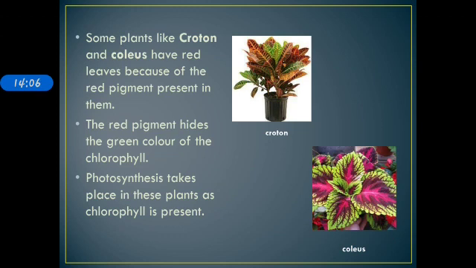Some plants like croton and coleus have red leaves because of the red pigment present in them. You can see these are a little reddish. Okay. The red pigment hides the green color of the chlorophyll. Even though these are a little red in color, they have chlorophyll and they can undergo the process of photosynthesis. Photosynthesis takes place in these plants as chlorophyll is present.